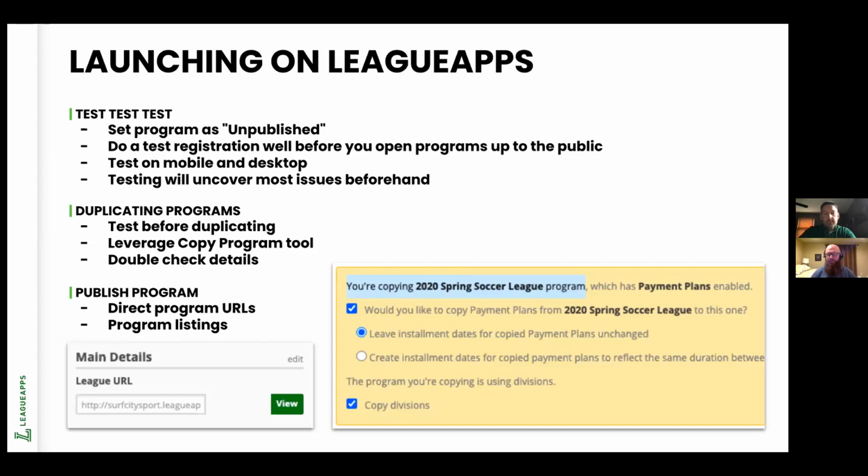Don't just test the program out of League Apps. Put the link on an unpublished web page and try to test it from the very start of that user experience all the way through to payment, just to make sure everything's working properly. You can also set programs as unpublished in League Apps. So if you want to get programs ready, but you don't want them available yet, you can mark them as unpublished, and you can still test a program even if it's unpublished.